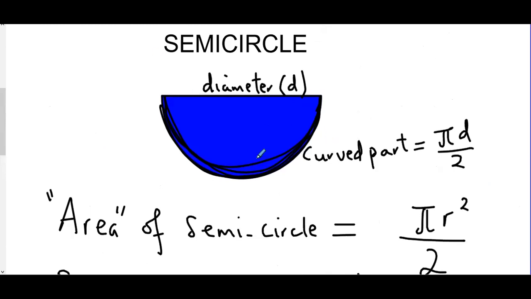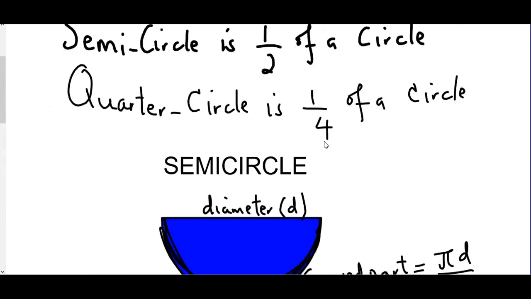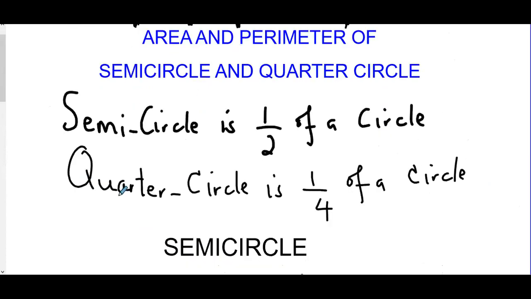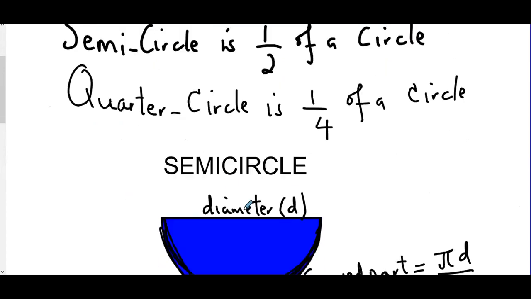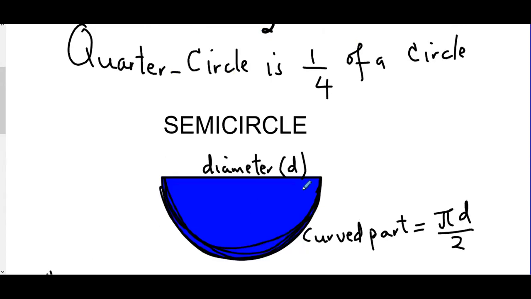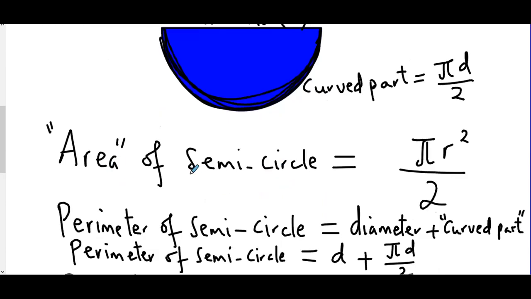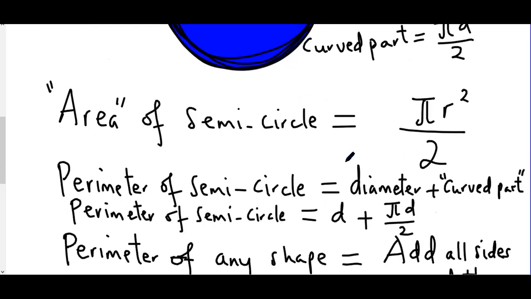Now you can pause this video and copy this diagram. First, write the title, area and perimeter of a semicircle and quarter circle. Then go to the diagram, semicircle. This is the way it looks. And what are the formulas? Area of a semicircle is pi r square over 2. Why? Because pi r square is the formula used to calculate the area of the circle itself. Why divide by 2? Because I'm looking for the area of a semicircle.